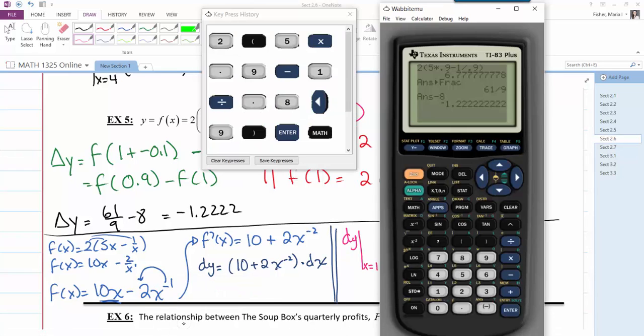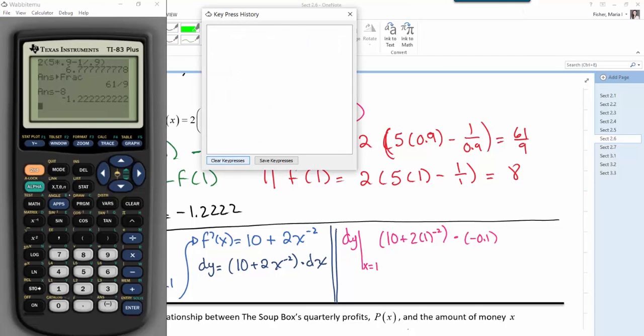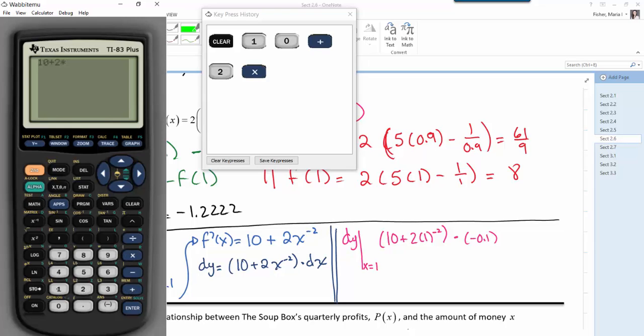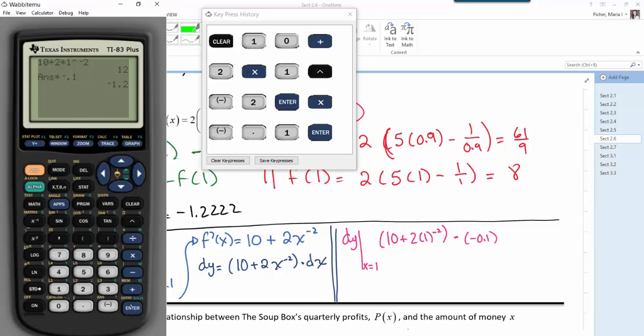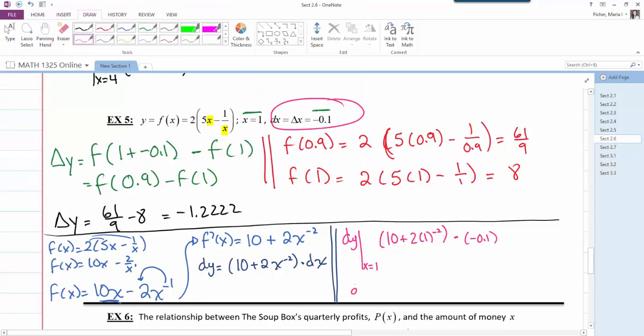And again, just grab a calculator and work the problem out. So if I work this out in a calculator, I have 10 plus 2 times 1 to the negative second, and I get 12, and I multiply that by negative 0.1, and I get negative 1.2. So my dy is equal to negative 1.2.